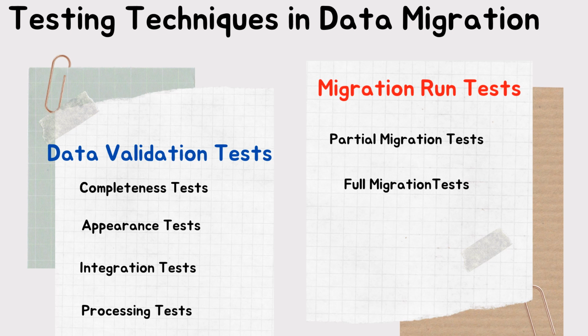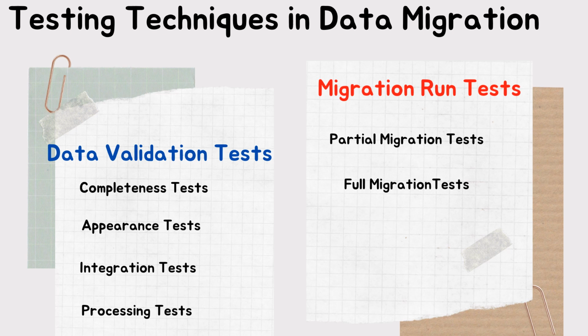Let's now talk about something really interesting in data migration testing. There are two types of testing techniques in data migration testing. First is data validation, whereas second is migration run tests. Data validation addresses four aspects. Completeness tests identify the objects that are missing in the target database.